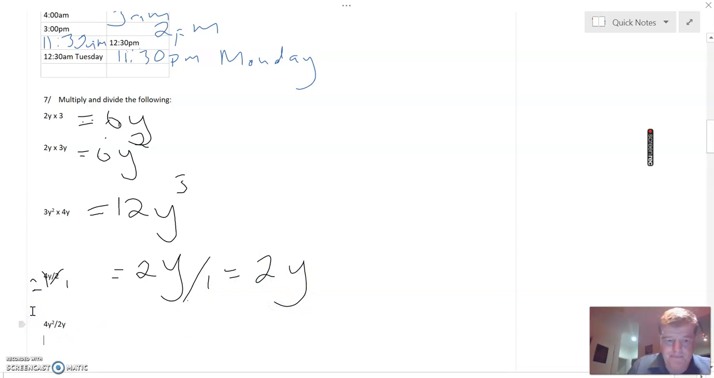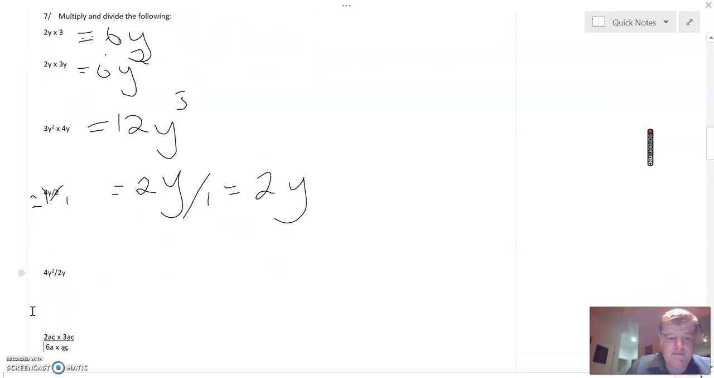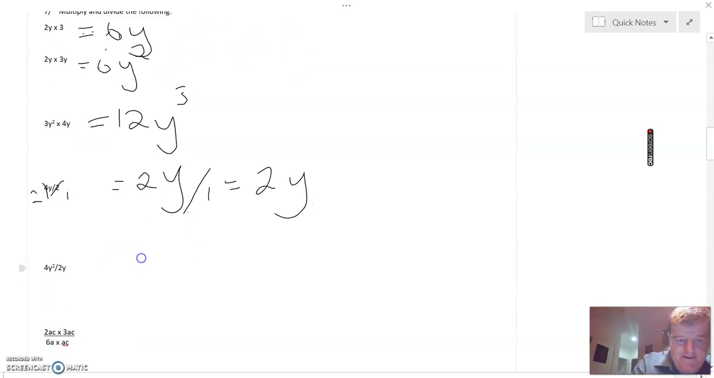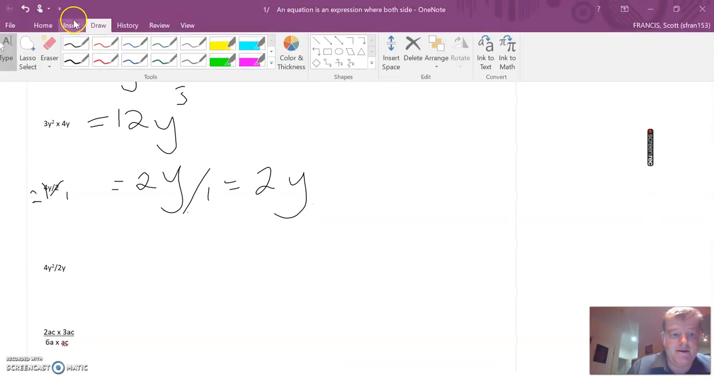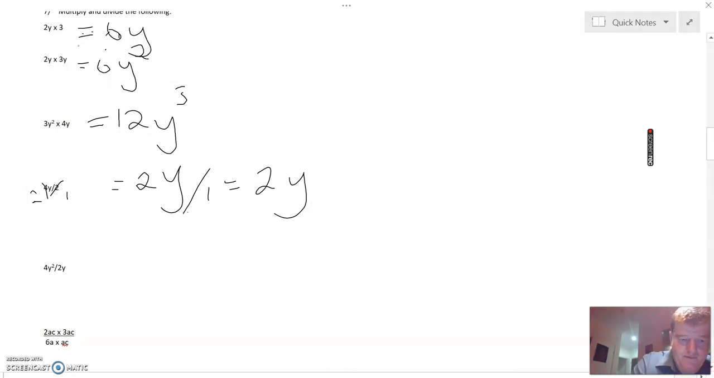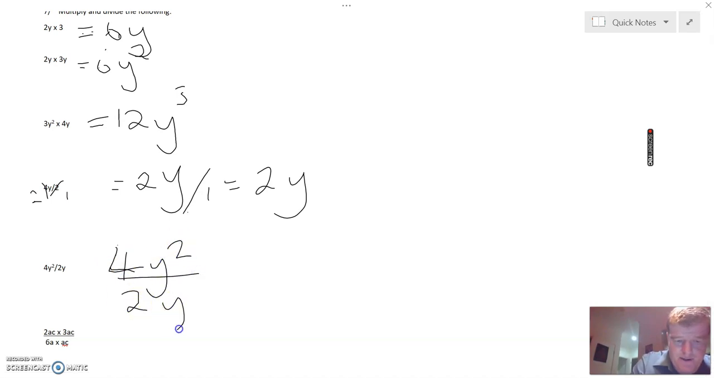For the next one, I might just write this out so we're getting the whole lot. 4y squared divided by 2y. So there's a common factor between the 2 and the 4 here. We can divide both the top and the bottom by 2. So 4 divided by 2 is going to give us 2. 2 divided by 2 is just going to give us 1.